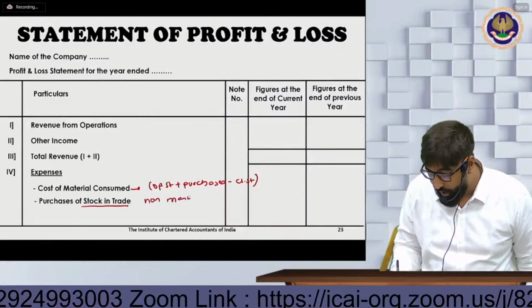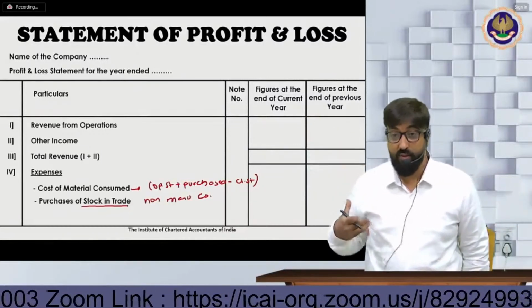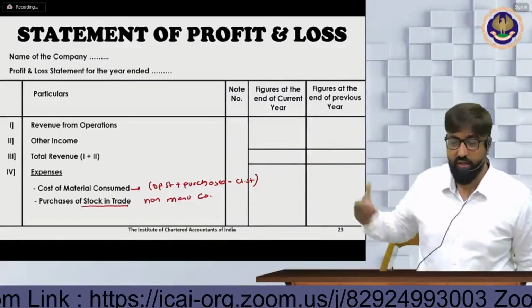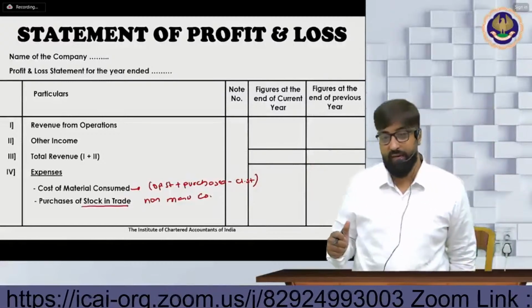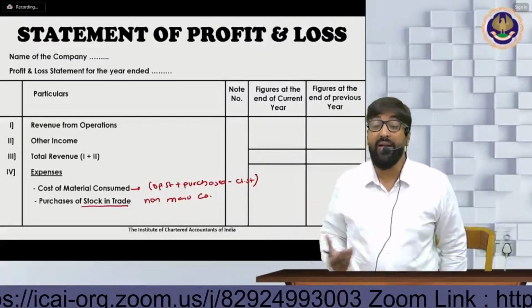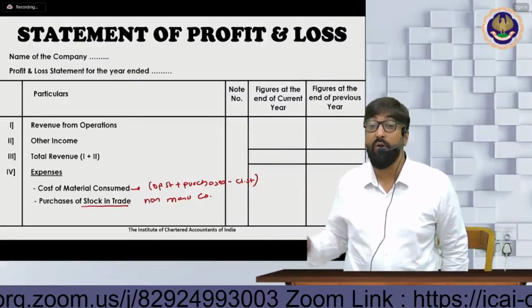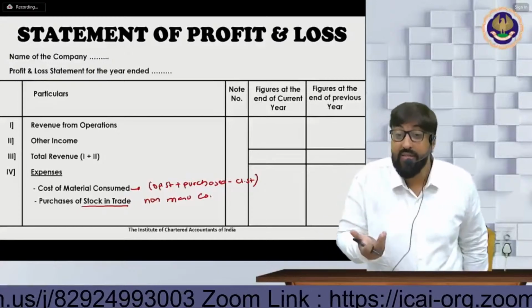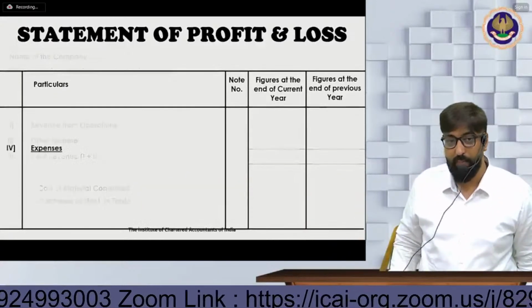So this is for non-manufacturing companies which buy goods from some person or manufacturer, and they are selling it to a third party, outsiders. So if they are only dealing in buying and selling, in that case, they do not consume goods. They are purchasing goods: purchase of stock in trade for a non-manufacturing company.